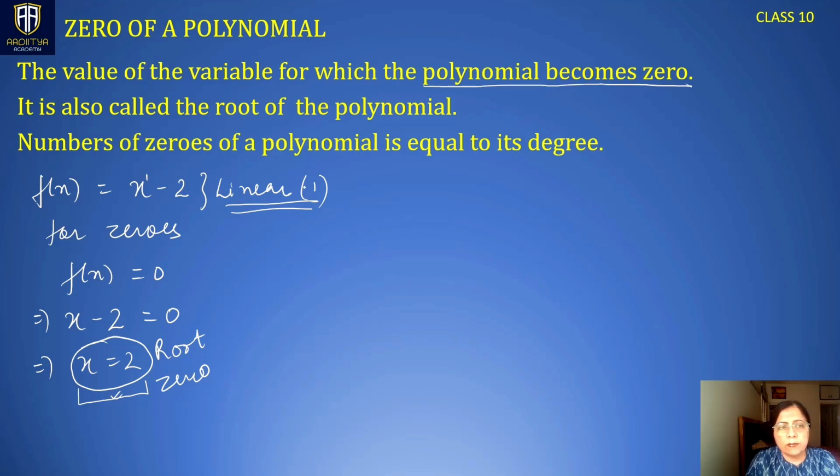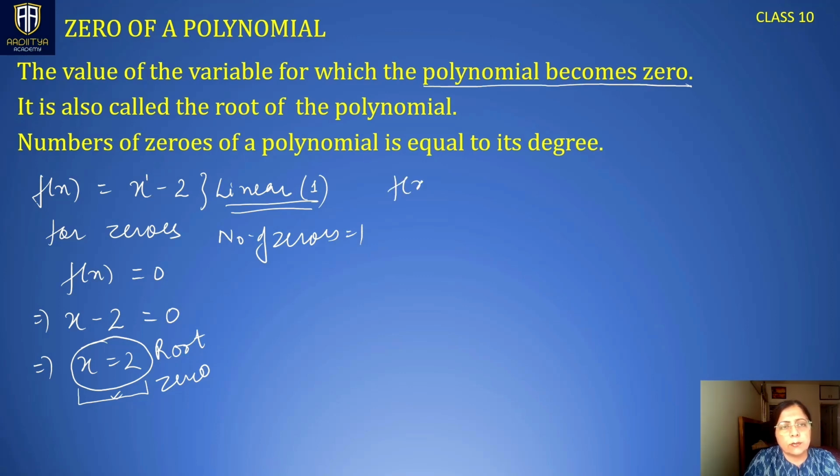So the degree of this polynomial is 1 and the number of zeros is also 1. Right? So the number of zeros will be equal to the number of degree. Or you can say the number of zeros is equal to the degree of the polynomial. So in this case, we had linear polynomial, so we had only one zero.